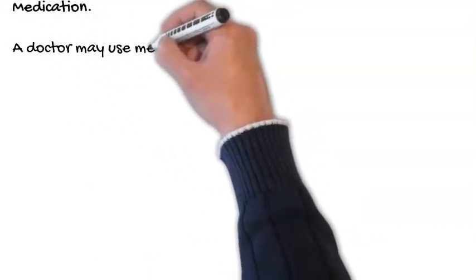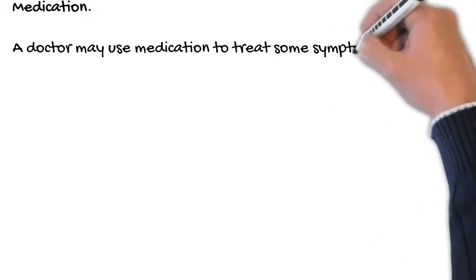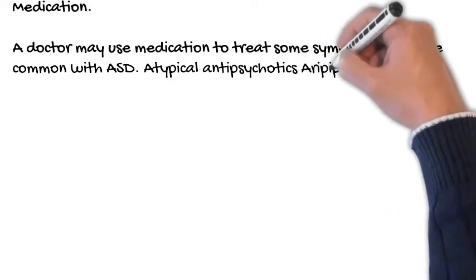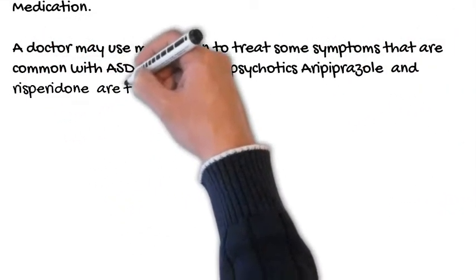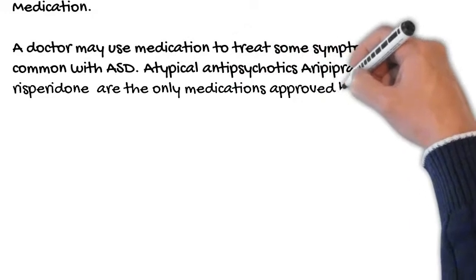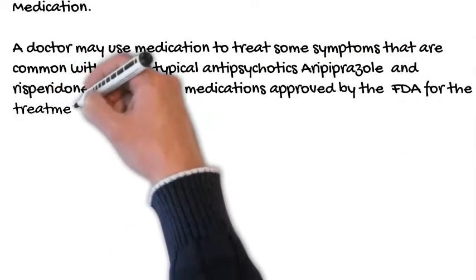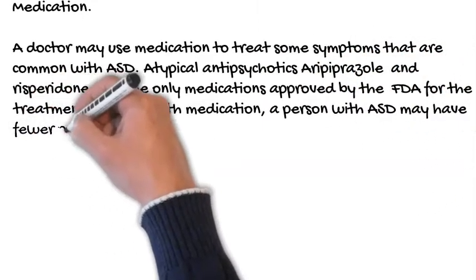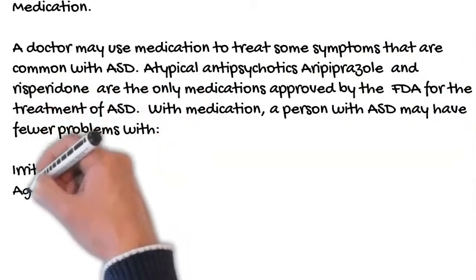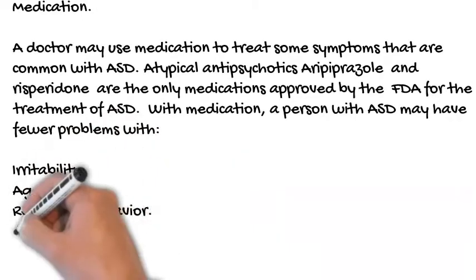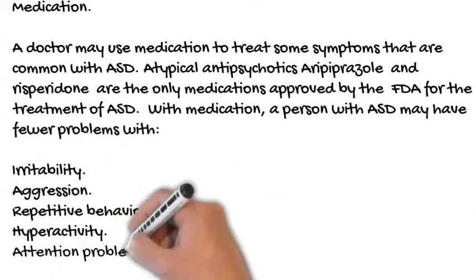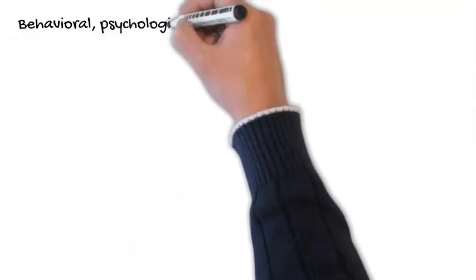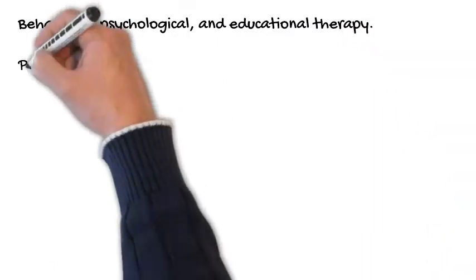Medication. A doctor may use medication to treat some symptoms that are common with ASD. Atypical antipsychotics aripiprazole and risperidone are the only medications approved by the FDA for the treatment of ASD. With medication, a person with ASD may have fewer problems with irritability, aggression, repetitive behavior, hyperactivity, attention problems, anxiety and depression.